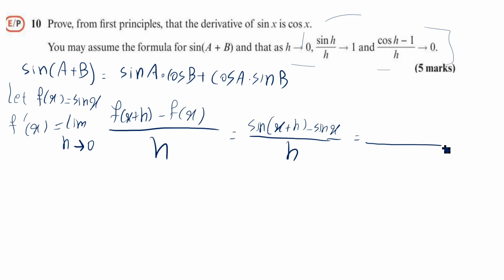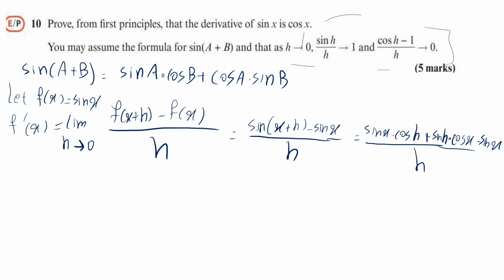And now we can expand this by using the addition formula. So it's going to be sine x times cos h, plus sine h times cos x, and minus sine x. Right. Now the next step is factorizing.